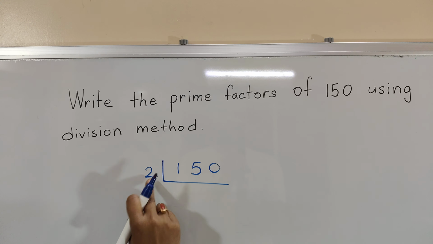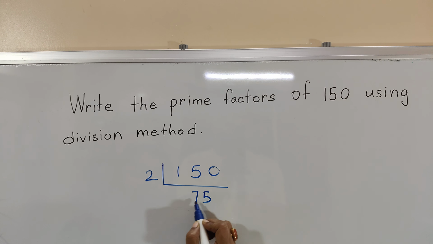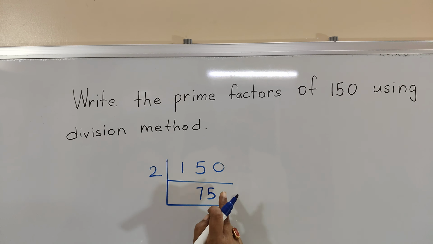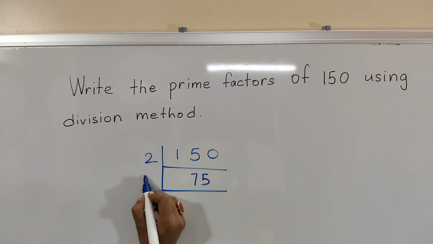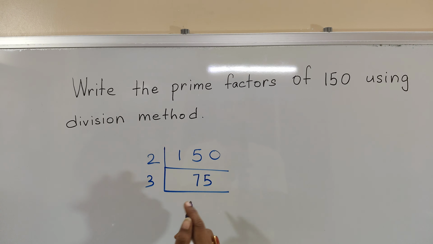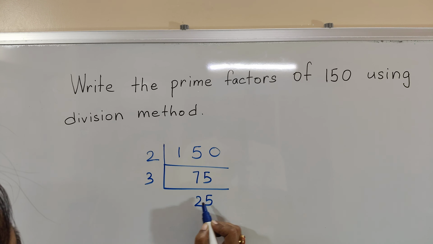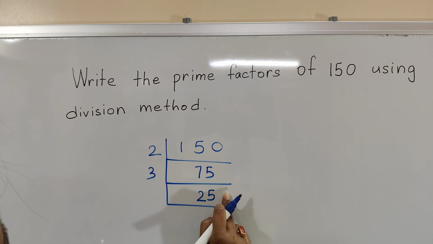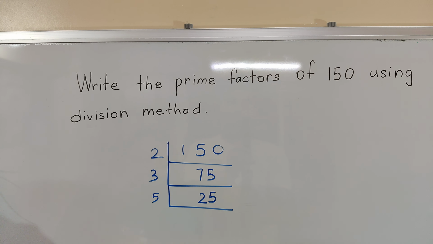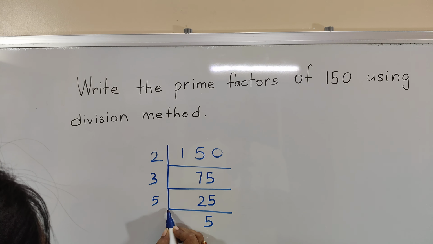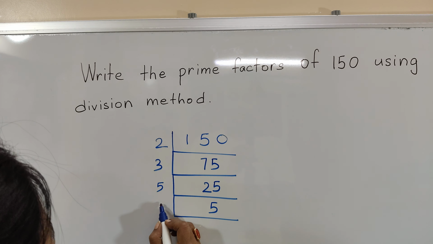We will divide it by 2. We get 75. Now we will divide 75 by 3. We get 25. Now we will divide 25 by 5. We get 5. Again we will divide 5 by 5.